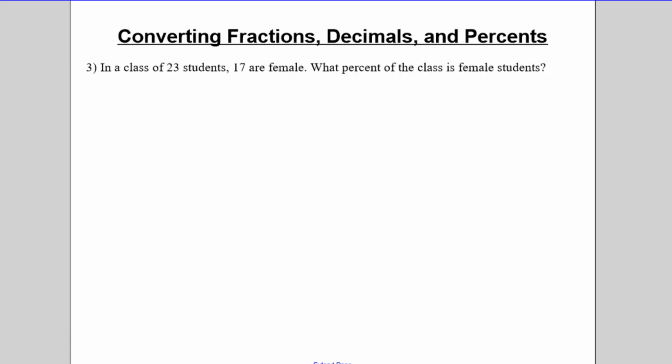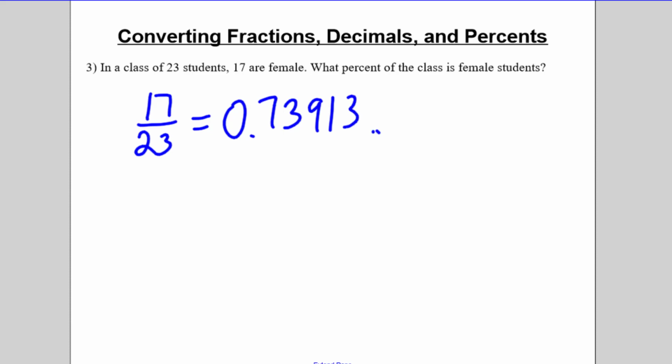This next one here, we got that in a class of 23 students, 17 are female, and we know what percent of the class is female. So here again, we have 17 out of 23, and when we divide this, we actually get a very long decimal value, and it will start off as like 73913 and keeps going on depending on how long your calculator is.